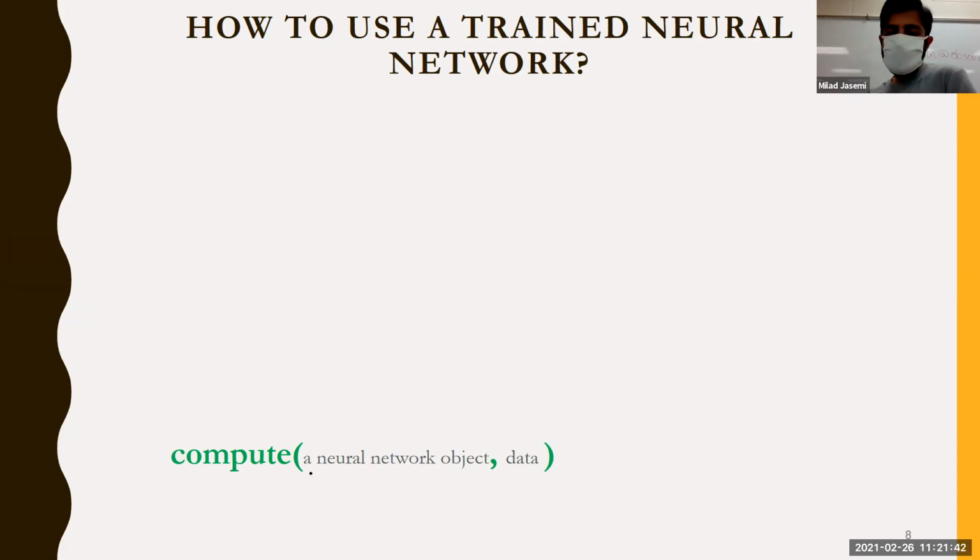You put the neural network object you created, for example, the B1 that I created in my system. And you put the data. But what is the data that you put here? Is it the training data? Is it the testing data? It could be any of them. Just make sure the data doesn't have the answers.